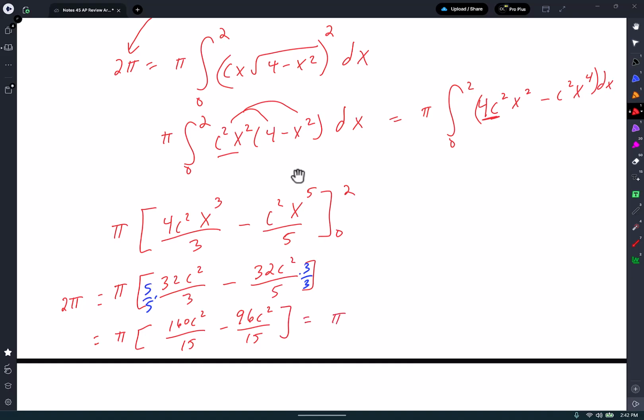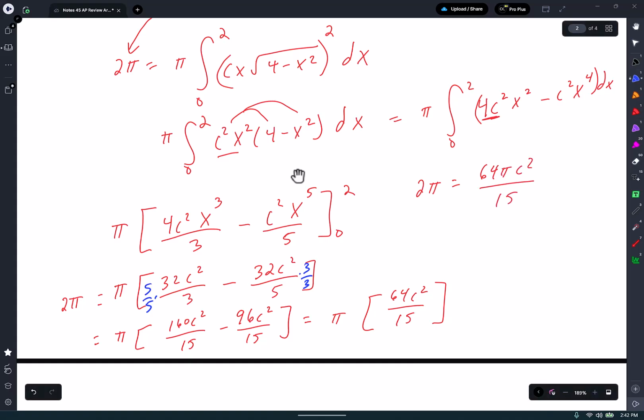All right, pi on the outside, bracket 160 minus 96. 160 minus 100 is 60, so add 4, 64. 64 c squared over 15. I guess that's fine. I was going to say, does that reduce? No? Okay. All right, remember that still equals 2 pi. 2 pi equals 64 pi c squared over 15.